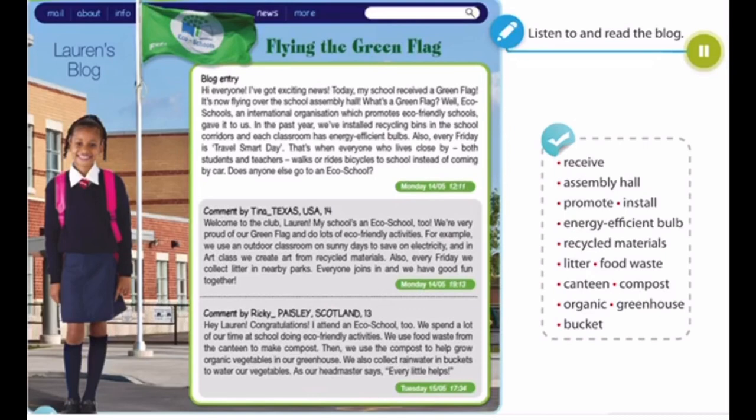Blog entry. Hi everyone, I've got exciting news. Today, my school received a green flag. It's now flying over the school assembly hall.